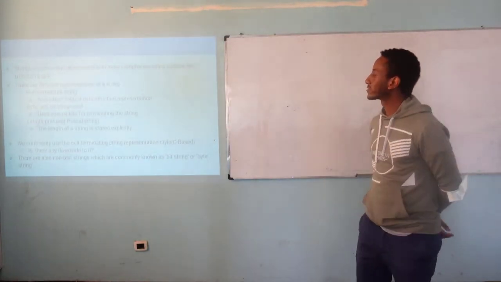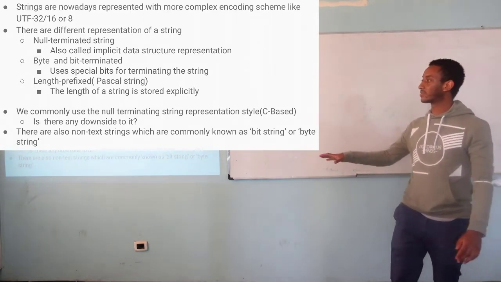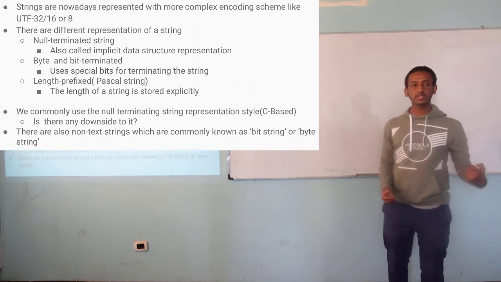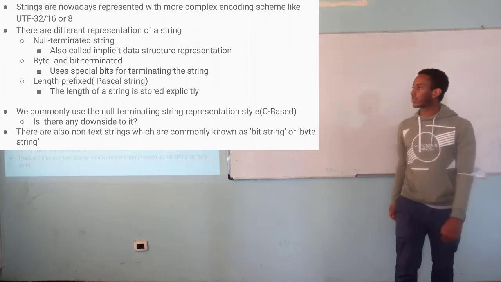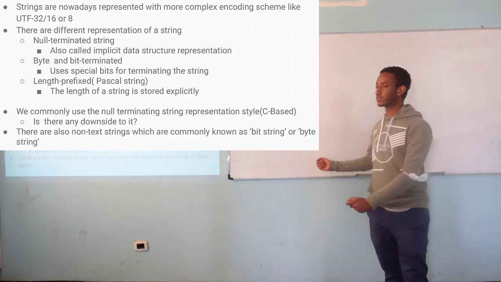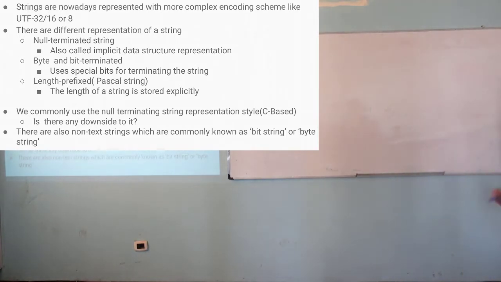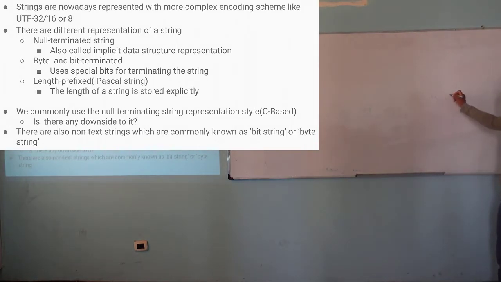One other thing about strings is how we represent them in our programs. How do we know the start of a string or the end of a string? In C-based languages, we use the null-terminated string type. When a string ends, it always ends with backslash zero.